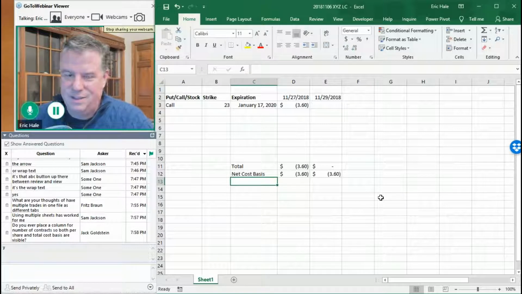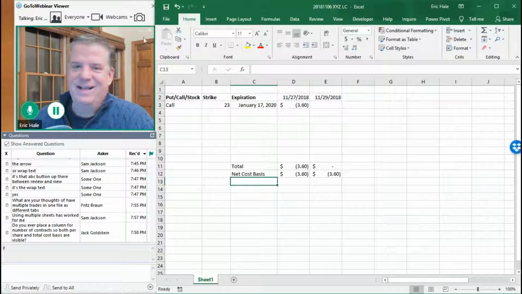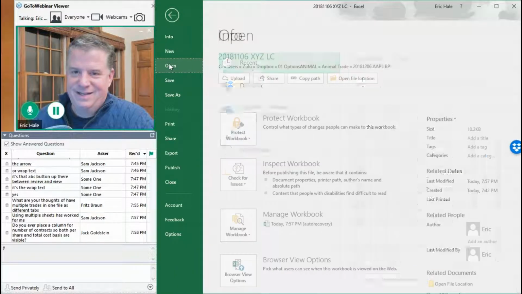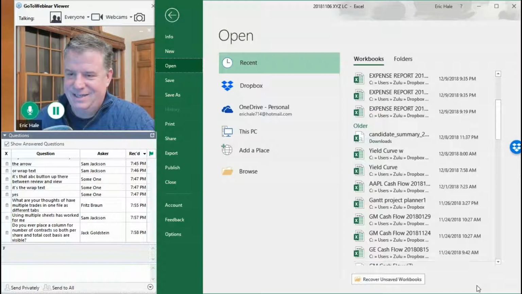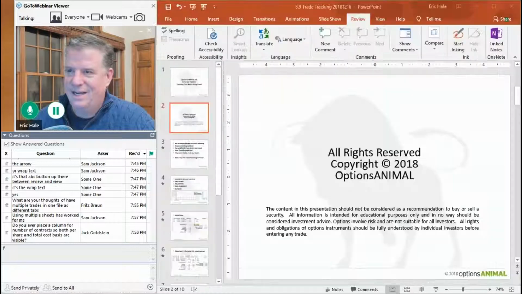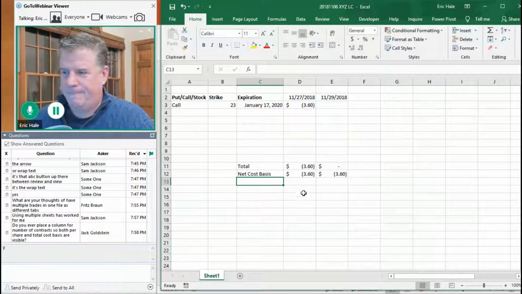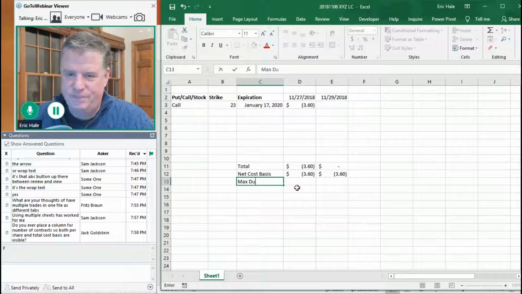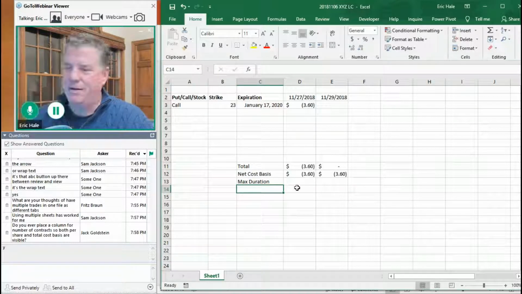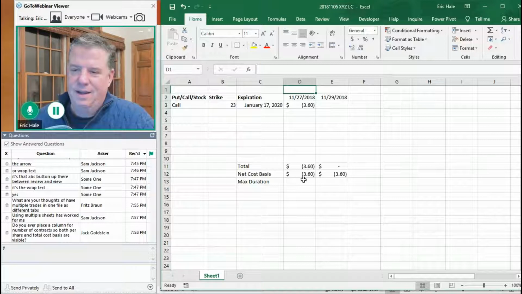So the next thing that I start to look at would be the max duration. And if I miss something or you think something else, like I said, some people up here might want to put the price. I don't need it. If you want it, that's great. It becomes a hassle.